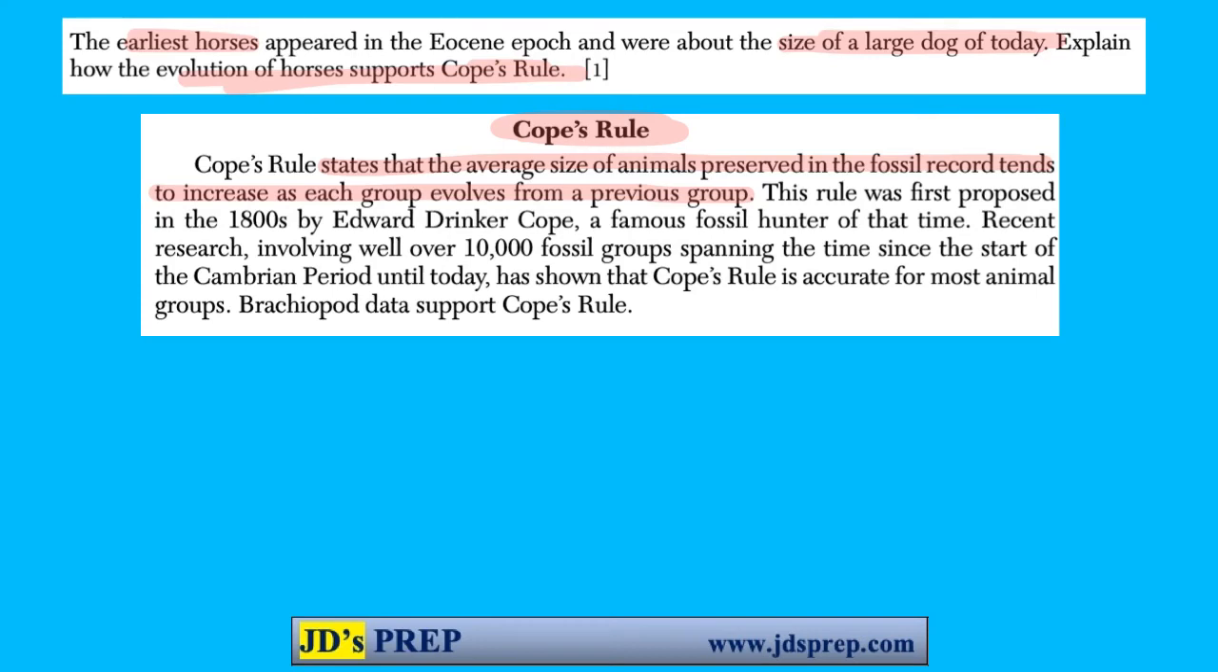That was something that we saw in the brachiopod data that we were given, and certainly if we're being told the earliest horses were about the size of a large dog of today, well, horses today are larger than dogs, significantly larger than dogs. So obviously we can see how over time horses have grown as they evolved, and that therefore supports Cope's rule. And that's our answer there.